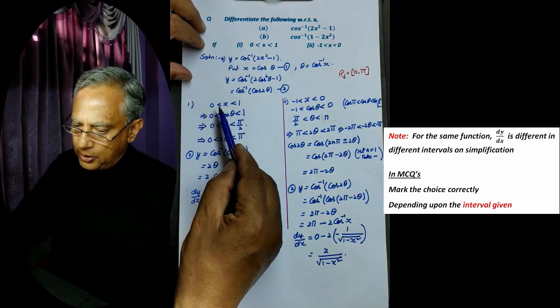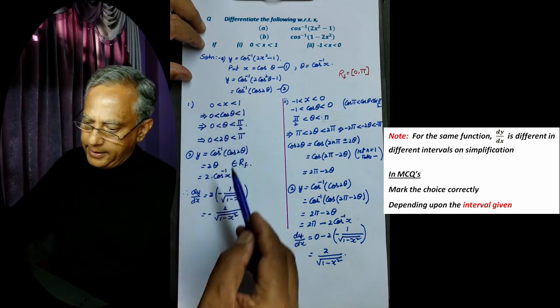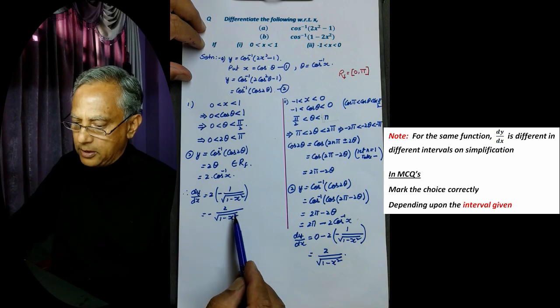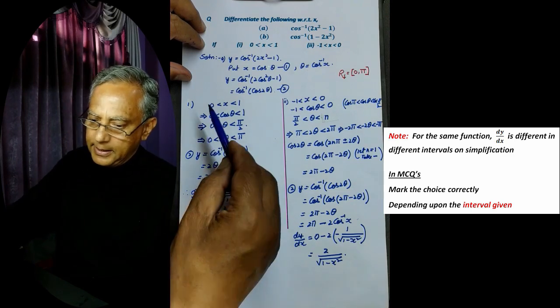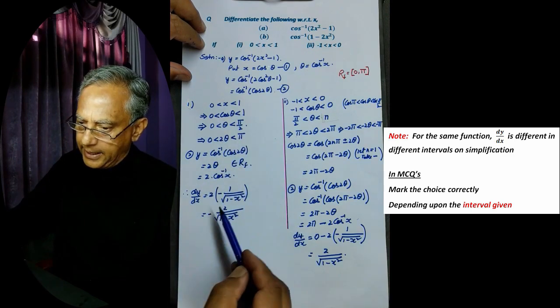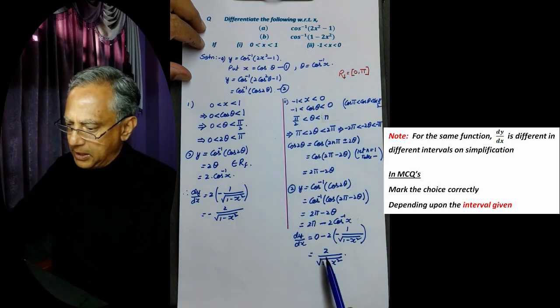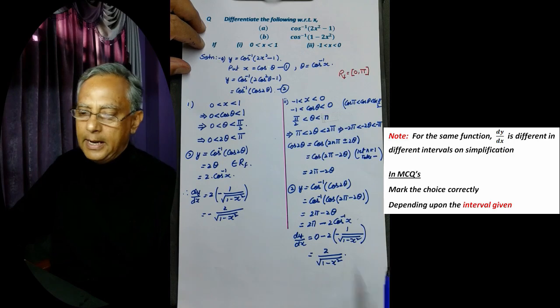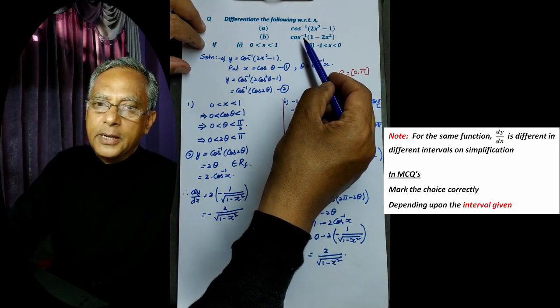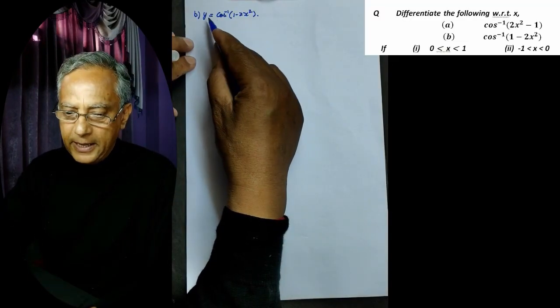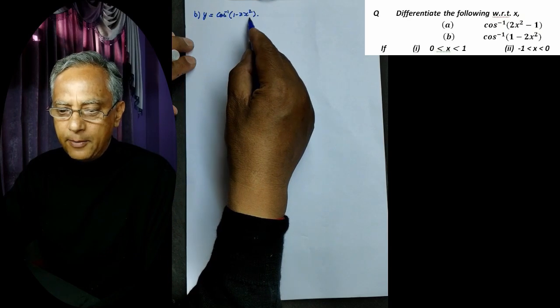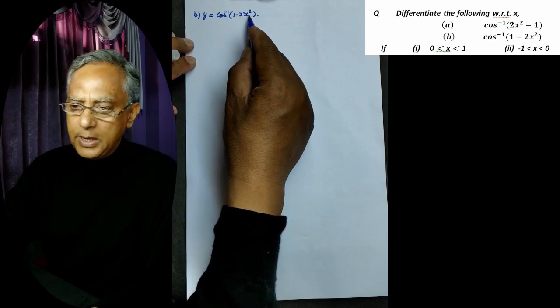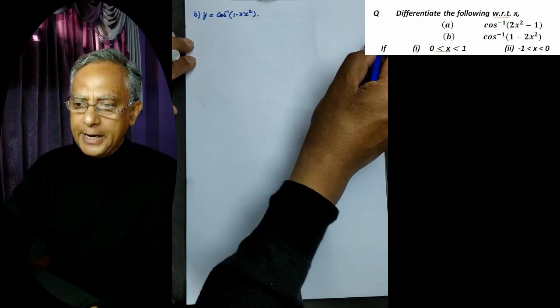And if 0 is less than x is less than 1, the derivative is minus 2 over under root 1 minus x square. In this interval, the derivative is negative. In the other interval, it is plus 2 over under root 1 minus x square. I take up this question now. Now in part B, we are given y is equal to cos inverse of 1 minus 2x square. You can see the statement on the side sheet.